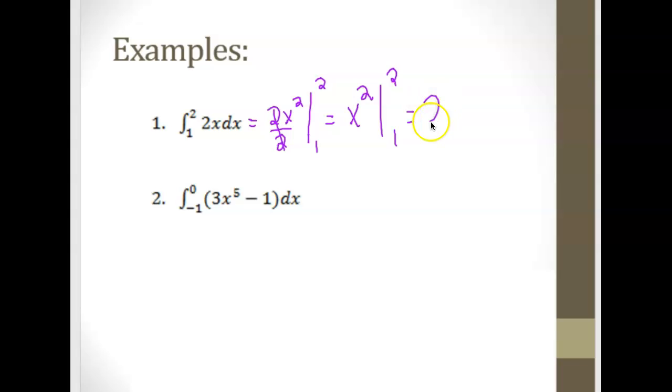So you plug in 2 squared minus 1 squared, the upper bound minus the lower bound. So 2 squared is 4, 1 squared is 1, and 4 minus 1 is 3. The integral of 2x dx evaluated from 1 to 2 is 3. This x squared is my capital F of x, or what we call the antiderivative of 2x.